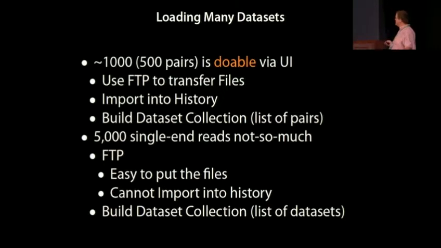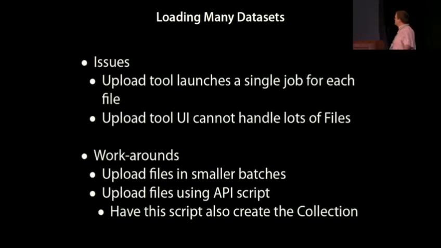The problem is that when you get to 5,000 data sets, you really can no longer use the UI. With FTP, it's very easy to transfer the files over, but the problem is that you're no longer able to import them into your history. Building the collection in the UI for 1,000 data sets works very well, and building a collection for just a list of data sets is okay, but getting that wizard to work, it has a lot of issues.